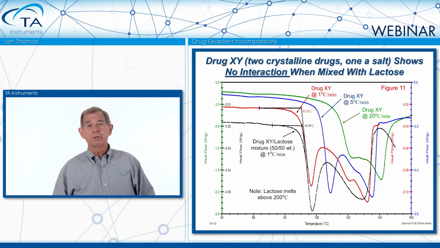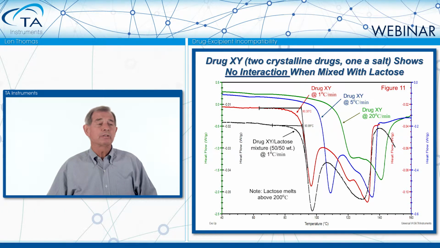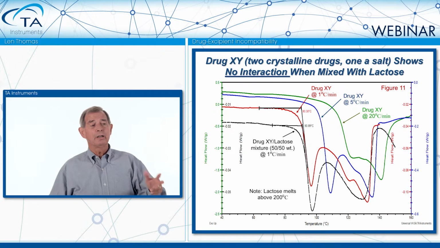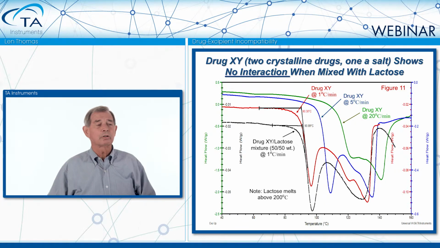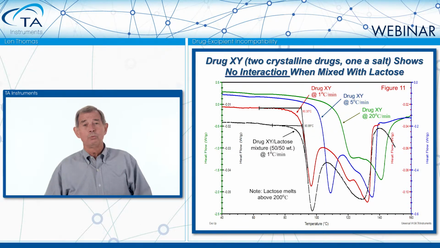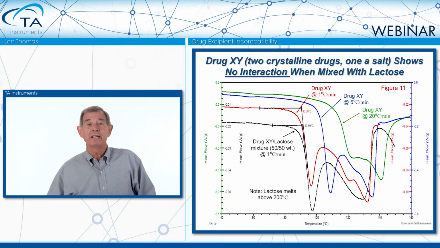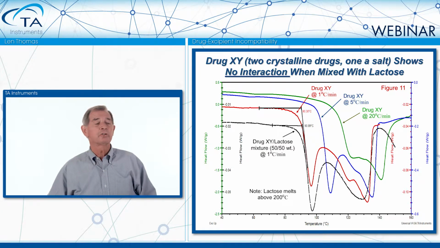The first thing we do is run the tablet by itself. So the tablet by itself, ground up, at 20 degrees per minute is shown here in green. So we clearly see that there are two endothermic peaks. We don't know which is which here in terms of the identity of the material causing those peaks, but we have two peaks.